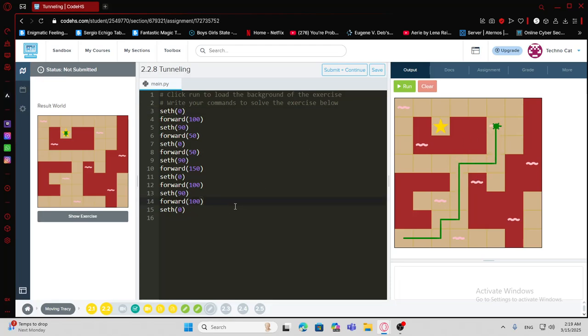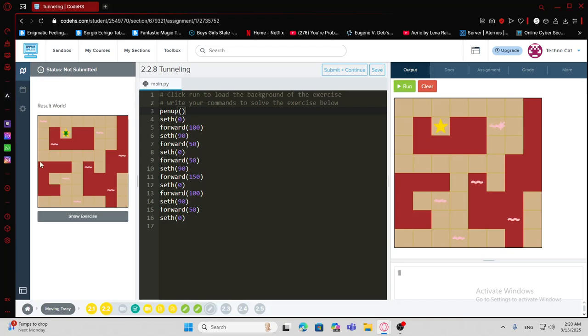Okay, we overshot that. So if I do it at 50, that should not touch the worm. And let me do pen up real quick because there is no green line in the result world. So there we go. Okay, and now she's facing right, so we're only going to go forward 50, and then face up again, and then 2. And that's just 2, so that's 100.